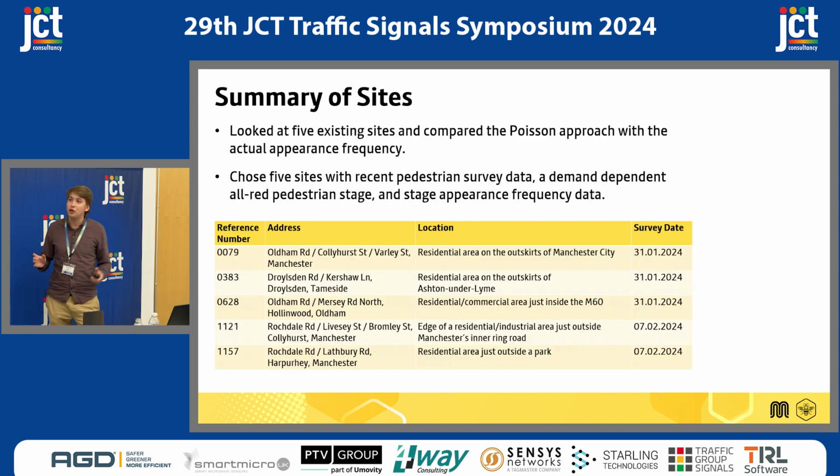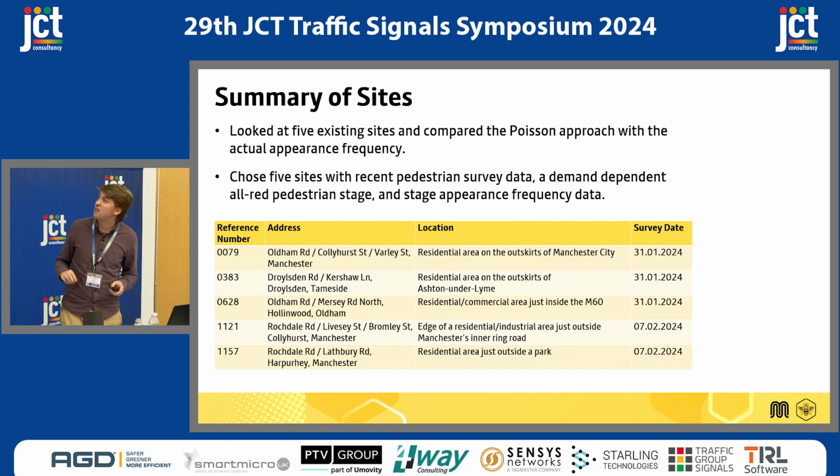So what I'm going to show you is what we've done is we've taken existing sites in Manchester that already have an all-red demand-dependent pedestrian stage. They also all have pedestrian count data that's recent, and we have appearance frequency data for the same time period from our UTC system. And I'm going to compare the actual appearance frequency with what we would have predicted using this equation.